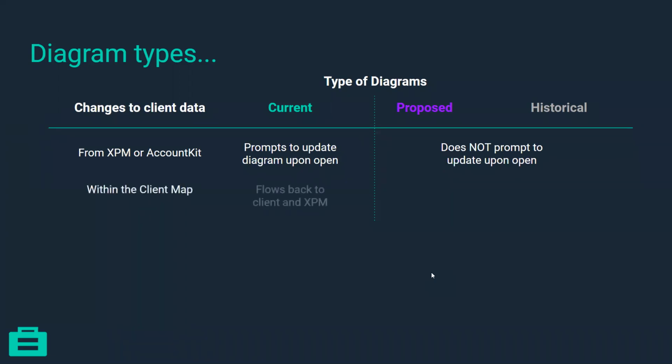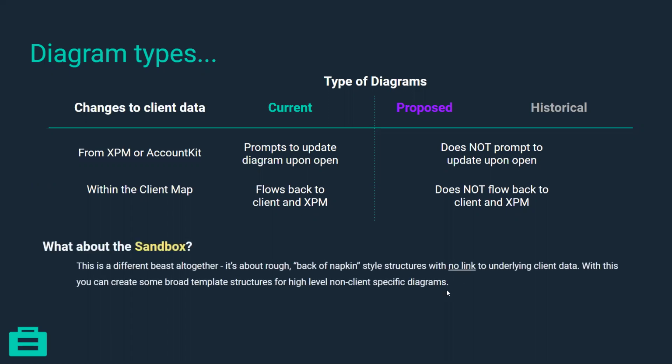So within the client map, any changes made in terms of relationships and maybe the name of the entity will flow back into the client record in XPM direct from the client map. Whereas again, the proposed and historical diagrams do not flow back. Hence why it's really useful if I'm doing a proposed diagram with a restructure, I could take a copy of a current diagram, make it proposed, make all the changes I like in terms of new entities and changes to relationships, and know that won't flow back to XPM until such time as I change that proposed diagram to a current diagram. At that point, it will.